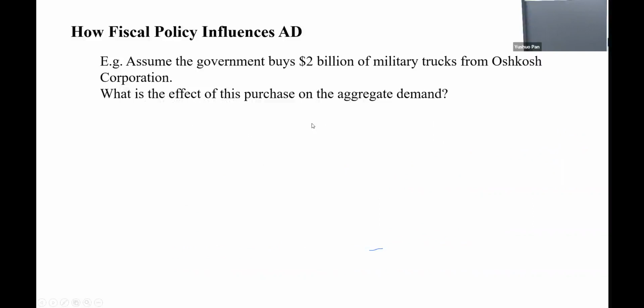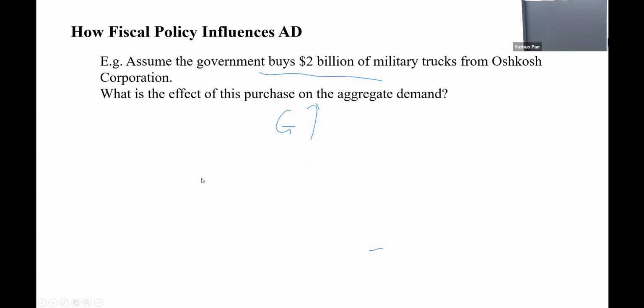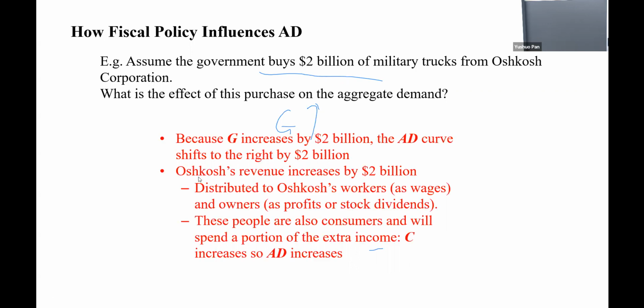Think about this. Assume the government buys $2 billion of military trucks from Oshkosh Corporation. What's the effect of this purchase on aggregate demand? This is typically government purchasing, right? That's G. If G increases by $2 billion, the aggregate demand curve is going to shift to the right by $2 billion. That's easy to understand because the government spends this money directly.